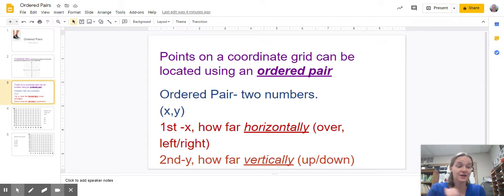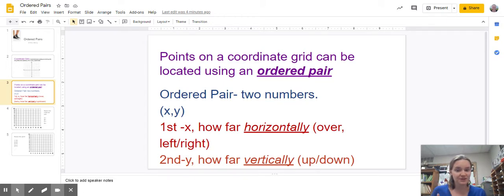Ordered pairs are two numbers. First your x number, then your y number. First your x, then your y. That's the hardest thing about this, is remembering first we do our x number, then we do our y number. If you make a mistake, it'll probably be because you do the y first and then the x. X first. X first.